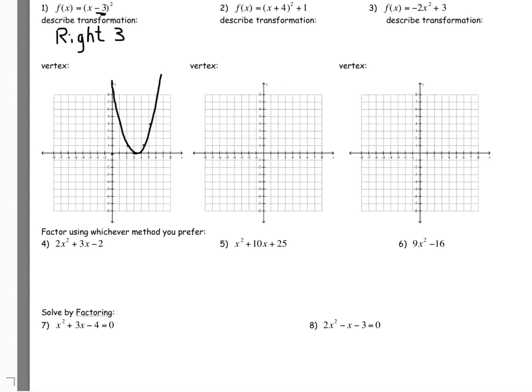Number 2, f of x equals x plus 4 squared plus 1. This one, I would like to rewrite as f of x equals x minus negative 4. I like to keep it in the same form, x subtract something. So this time x is subtracting negative 4. So negative 4 is a negative number, so it's being moved left 4 units.